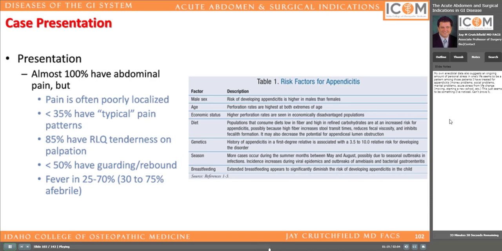Genetics is interesting. Those who have a history of appendicitis in a first-degree relative have a 3.5 to 10 times relative risk for developing the disorder. And they say more cases occur in the summer months. I'm not sure that that's necessarily true. And extended breastfeeding appears to diminish the risk of developing appendicitis in a child.